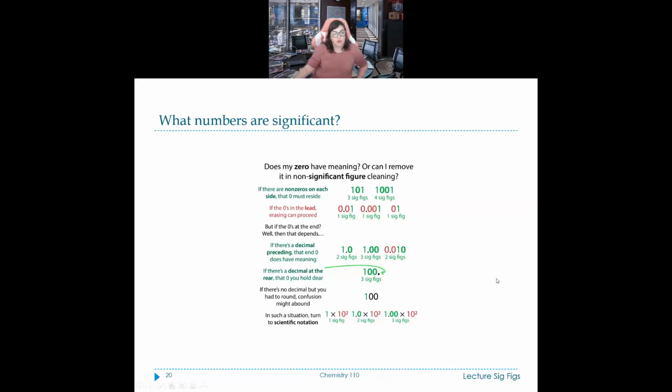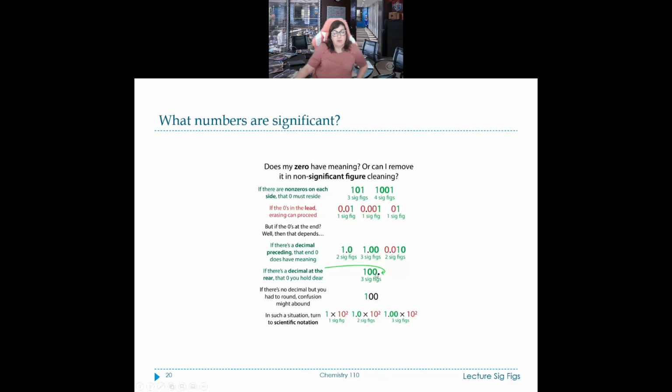So if we're looking at, and I'm going to skip down for just a second and I'll come back to the stuff at the top, if we're looking at a number like 100, all right, you see this number right here. And it says if there's a decimal at the rear, you hold that 0 dear. Okay, so I bothered to put this decimal point here. That means that I counted there are 100. Okay, if there's no decimal, that's a guesstimate.